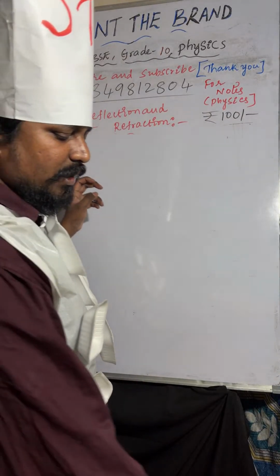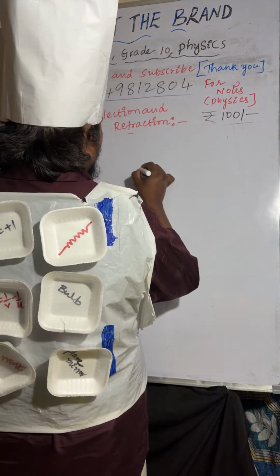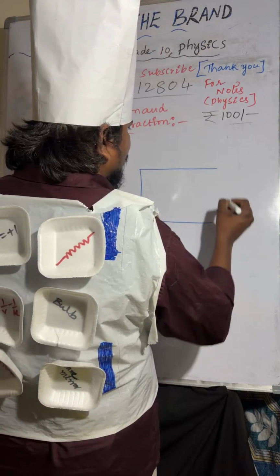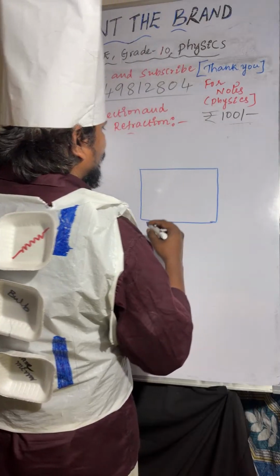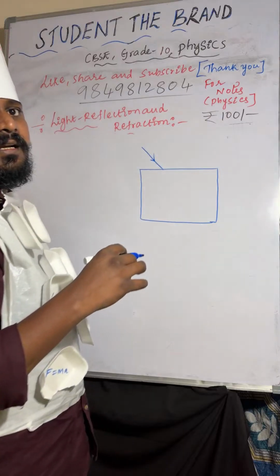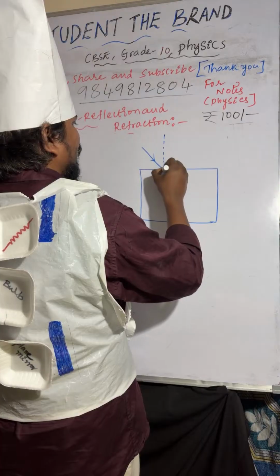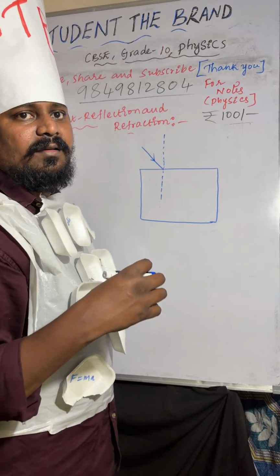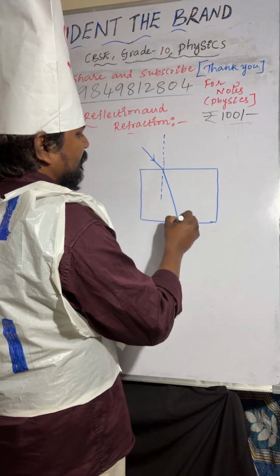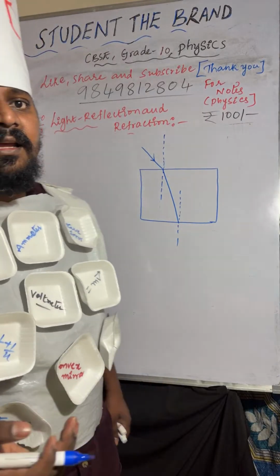Here you can observe the light ray passing through a surface. I am taking a glass slab. This is the glass slab, and this is the incident ray. The line which is perpendicular to the plane surface is called the normal line. This is the normal line, and this one is the refracted ray. Again, the line perpendicular to the plane surface is called the normal line.